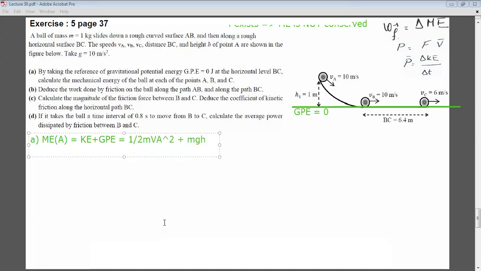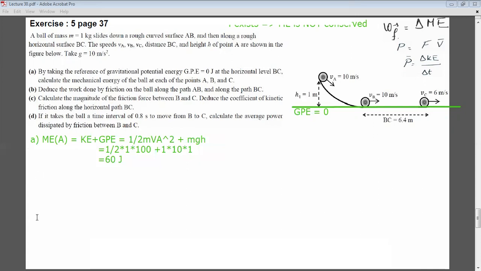Now I just do the calculations. Half m is 1, times 1, times VA is 10. 10 squared is 100, plus m is 1, times 10, times h is 1. Okay, and this is equal how much? So 100 over 2 is 50, plus 10. This is 60 joules. This is the mechanical energy at A.